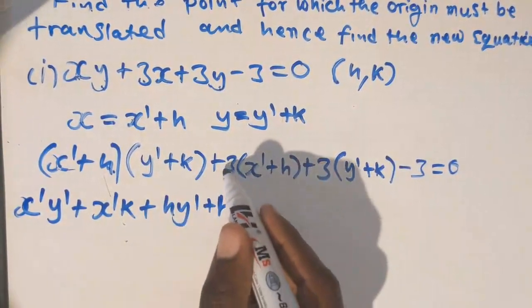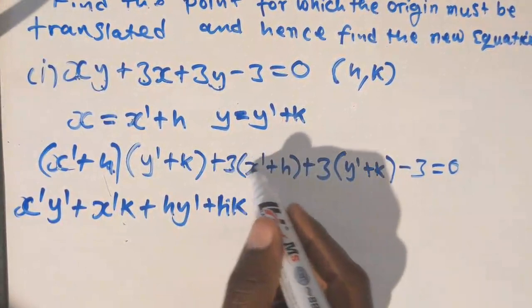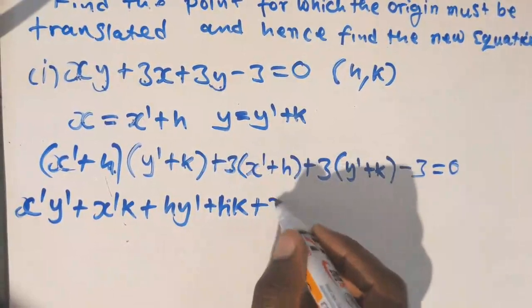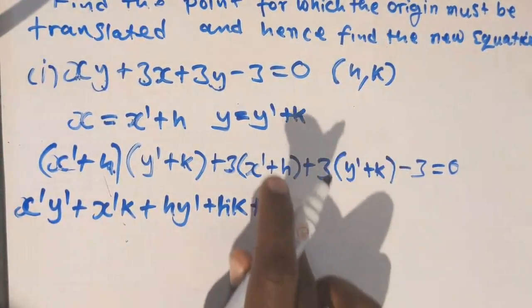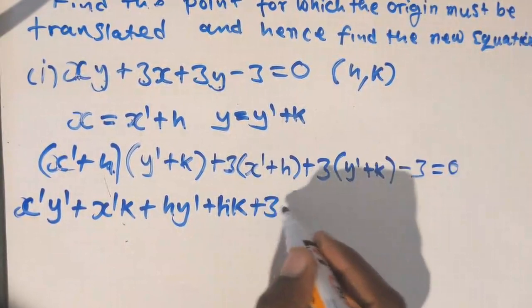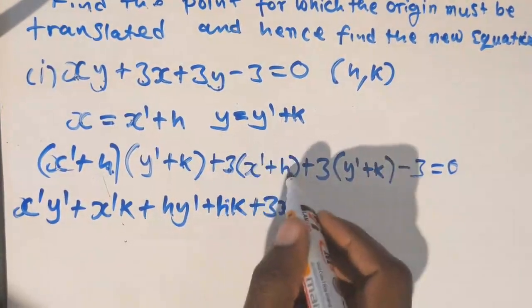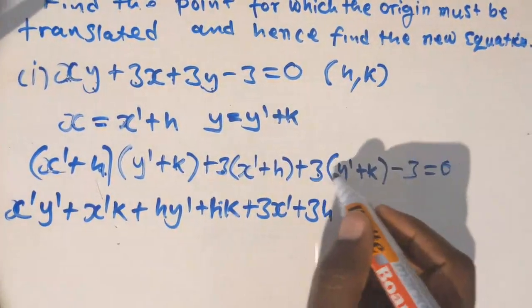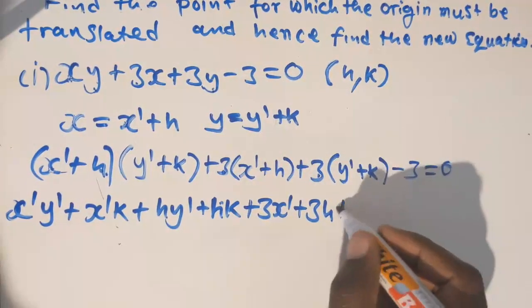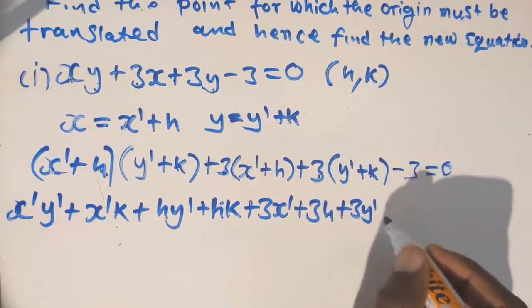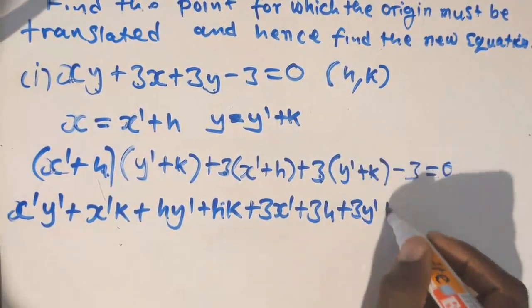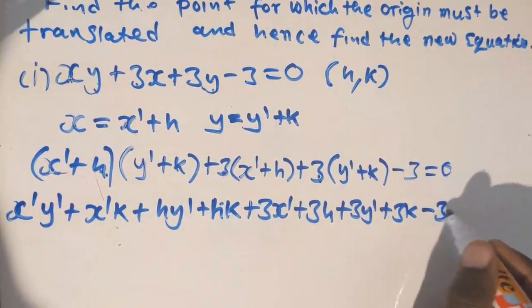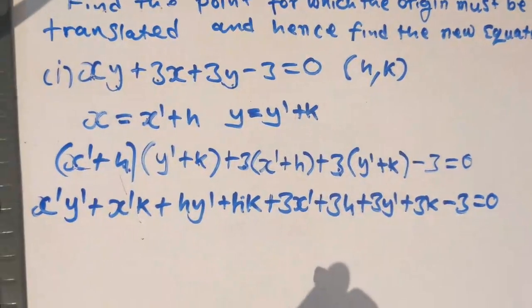Then here you just have to expand, meaning that 3 is multiplying with everything. So 3 times x prime is 3x prime. 3 times h is positive 3h. Then 3 times y prime is positive 3y prime. 3 times k is 3k. Then there is minus 3 equal to 0.